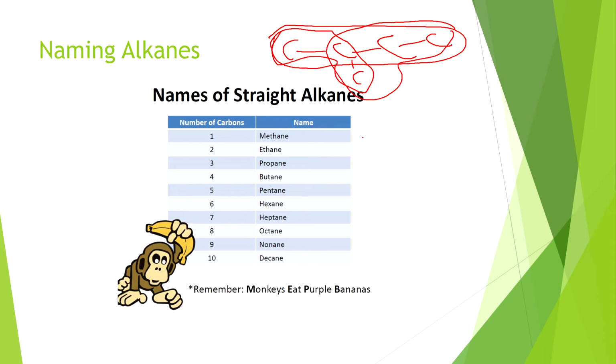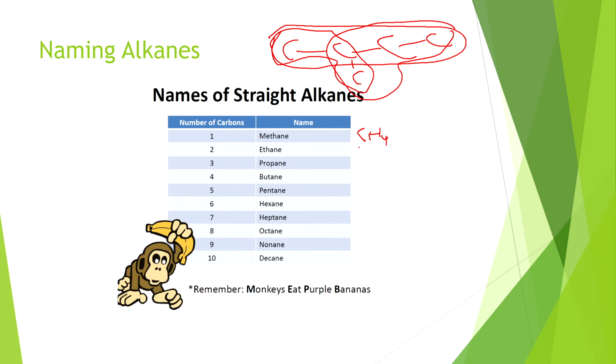For the straight alkanes, let's look at their chemical formulas. For the first one, methane, let's apply the formula again: CnH2n+2. We have the number of carbons, so we need to find the number of hydrogen atoms. So 2n plus 2, so 2 times 1 plus 2 equals 4. So we know that the chemical formula of methane is CH4.